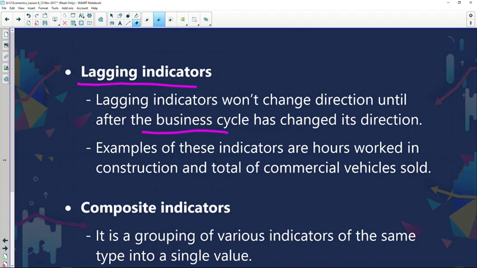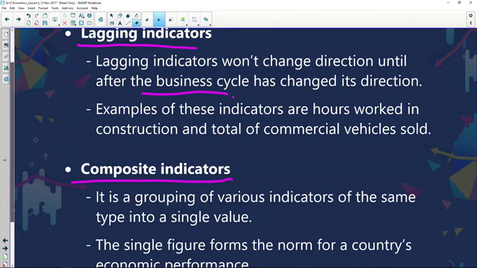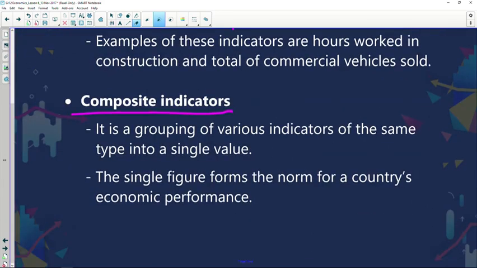So we're looking at hours worked in construction and also a total in the commercial vehicles which have been sold. And then moving on to composite indicators, it is a grouping of various indicators of the same type into a single value. So let's get an example of what we mean by this. Okay, there we are. So the single figure forms the norm of a country's economic performance.